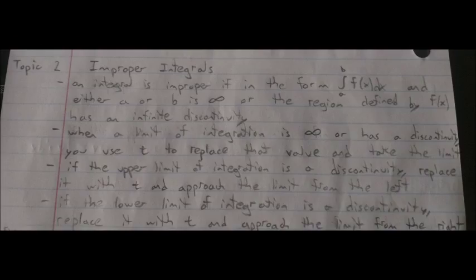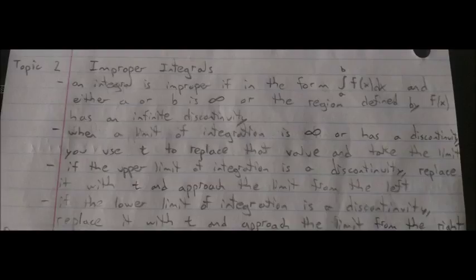The second topic I thought would be most likely to be on the AP exam from this module is improper integrals. An integral is improper if it's in the form of the integral from a to b of f of x dx, and either a or b is infinity or negative infinity, or the region defined by f of x has an infinite discontinuity.